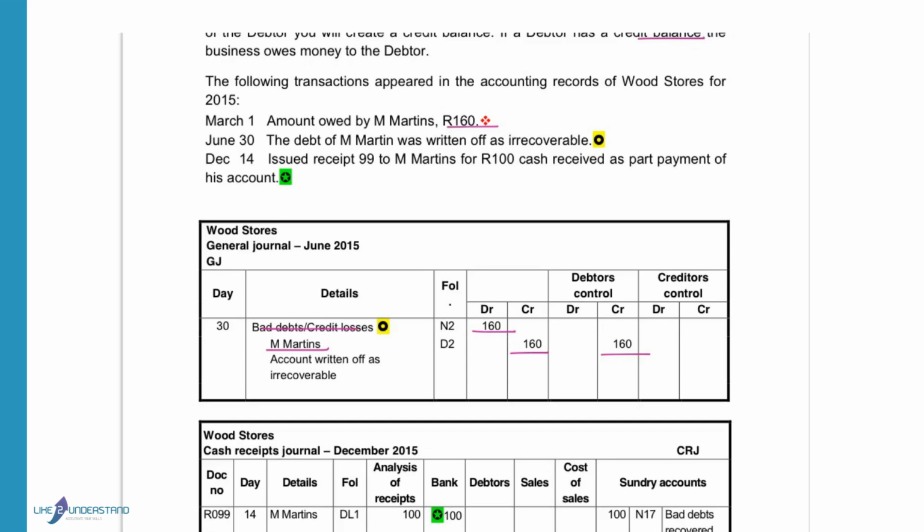If Martins comes in and he pays money now, it means that we receive 100 Rand. So we have to record it in our cash receipts journal to increase the money in the bank, and we will record it in the bad debts recovered account to create an income.